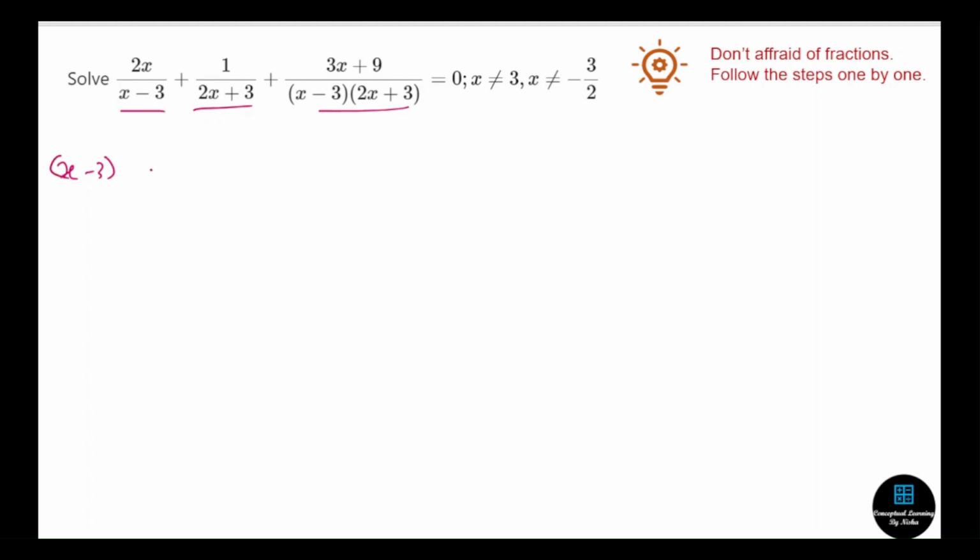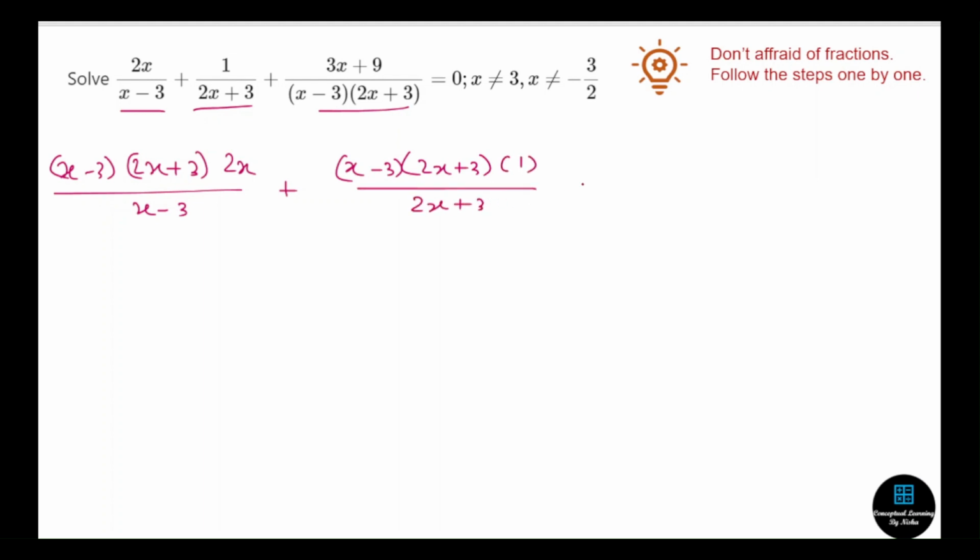x minus 3, 2x plus 3 into 2x upon x minus 3, plus x minus 3 into 2x plus 3 into 1 upon 2x plus 3, plus x minus 3 into 2x plus 3 into 3x plus 9 upon x minus 3, 2x plus 3, and 0 multiplied by that is 0.